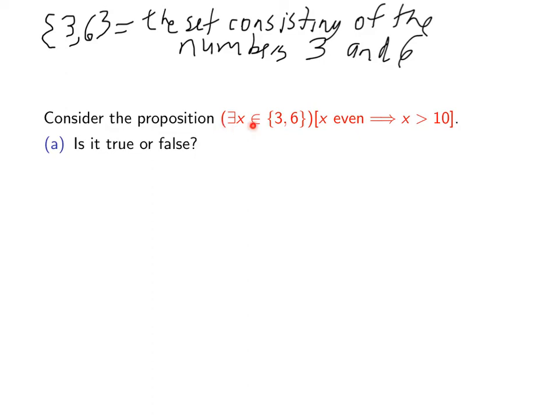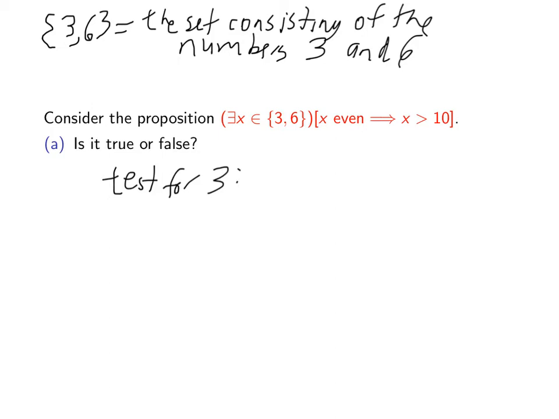Alright, so there exists a number that's either 3 or 6, such that if x is even, then x is bigger than 10. So, you just need to test the proposition for 3, and if it doesn't work for 3, then you can test it for 6. And if it works for either one of those, then you're good, because existence just means that there has to be something in the set for which it works.